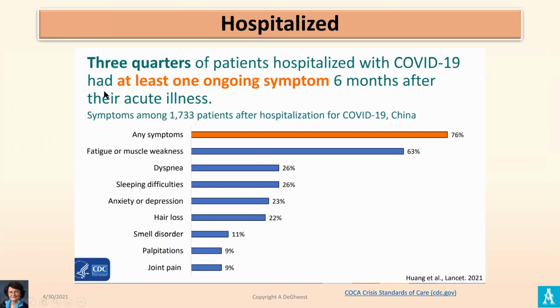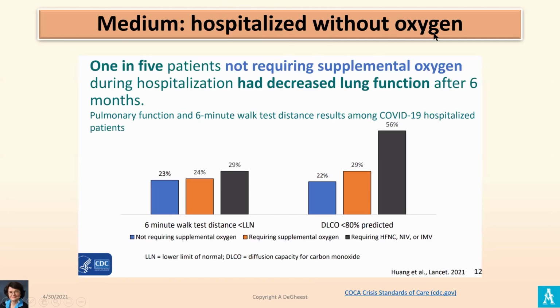So to give you an idea, 3/4 of people hospitalized with COVID have at least one ongoing symptom 6 months after the acute illness, and that just got reported from China. If you were hospitalized without oxygen, so you're not as severe as the first group I mentioned, 20% of these patients who did not require oxygen have decreased lung function after 6 months. So they've got damage to their lungs. And that could be for the rest of their life.